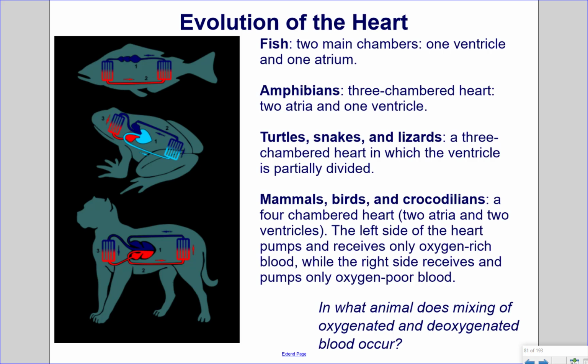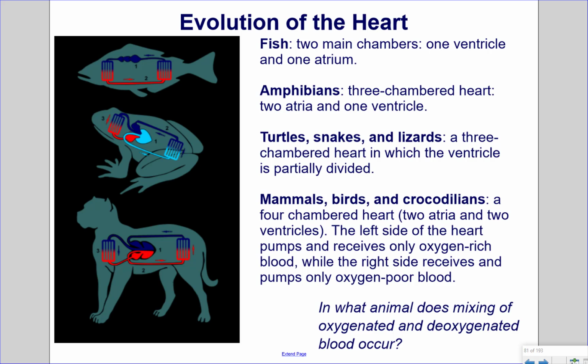Evolution of the heart. In fish, there are two main chambers, one ventricle and one atrium. In amphibians, there is a three-chambered heart, two atria and one ventricle. Each atrium dumps its blood into the one ventricle. In turtles, snakes, and lizards, there is a three-chambered heart in which the ventricle is partially divided. In mammals, birds, and crocodilians, there is a four-chambered heart, 2 atria and 2 ventricles.